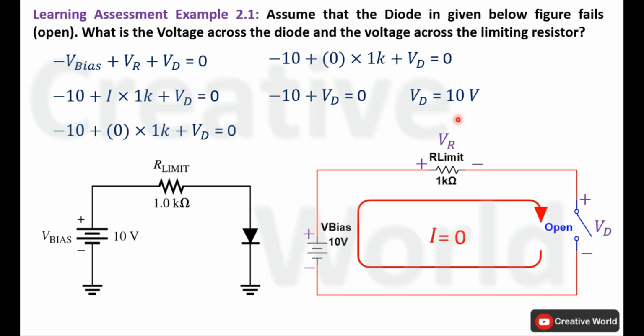Now we have to calculate the other voltage, across the limiting resistor. Voltage across this limiting resistor will be equal to I multiplied by 1k. I through this network is 0. So voltage across this resistive element will be equal to 0 multiplied by 1 kilo ohm. The product of 0 and 1k will become 0. So voltage across this resistive element will be 0 volt. So this was learning assessment example 2.1.